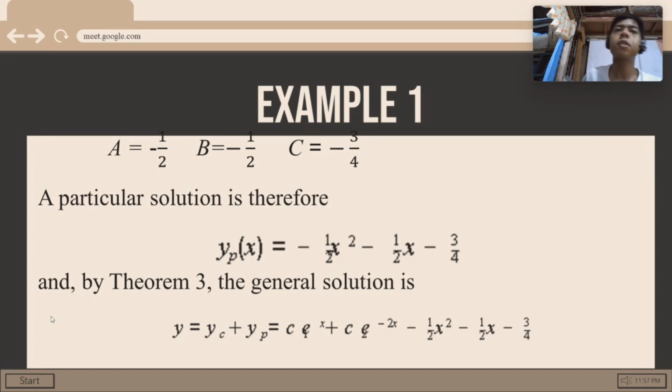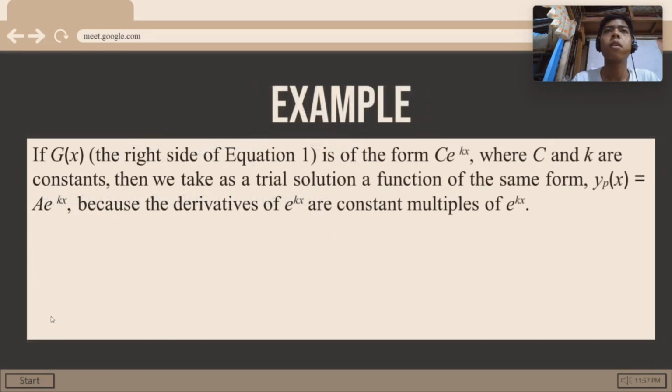And by theorem 3, the general solution is yc plus yp. So copy and paste the yc: c1 e to the x plus c2 e to the power of negative 2x. And the yp is negative 1 half x squared minus 1 half x minus 3 over 4.